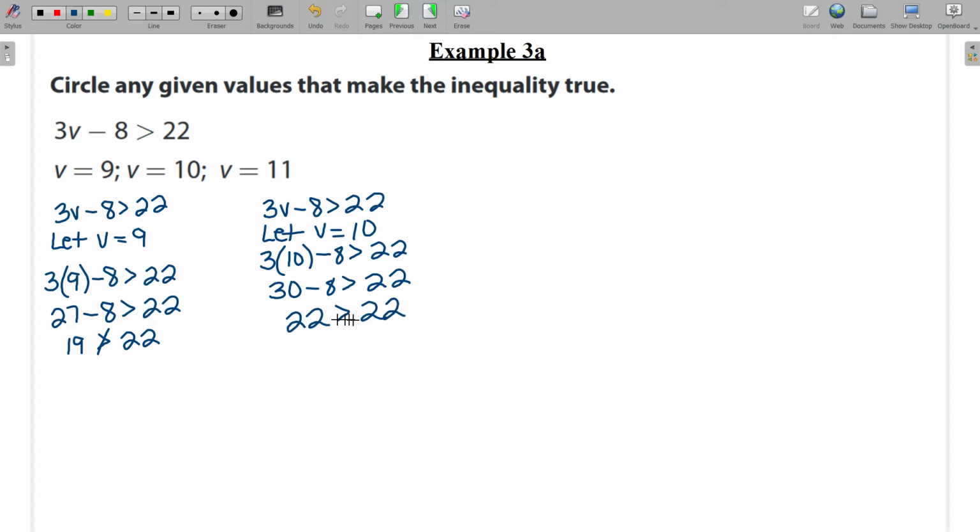Now, when I look at this, 22 is greater than 22. That doesn't make any sense. 22 is not greater than 22. It's actually equal to. So we could draw a slash through that inequality.